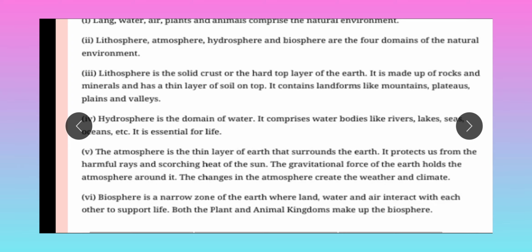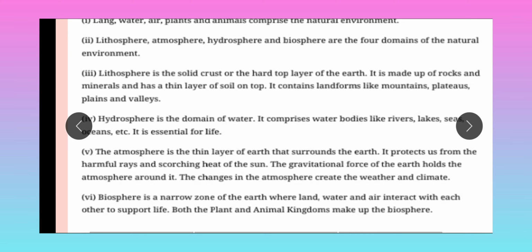Next one, the atmosphere is the thin layer of air that surrounds the earth. It protects us from the harmful rays and scorching heat of the sun. The gravitational force of the earth holds the atmosphere around it. The change in the atmosphere creates the weather and climate. Whatever climatic or weather changes we are seeing, like rain, and the gases and air around us, that is atmosphere.